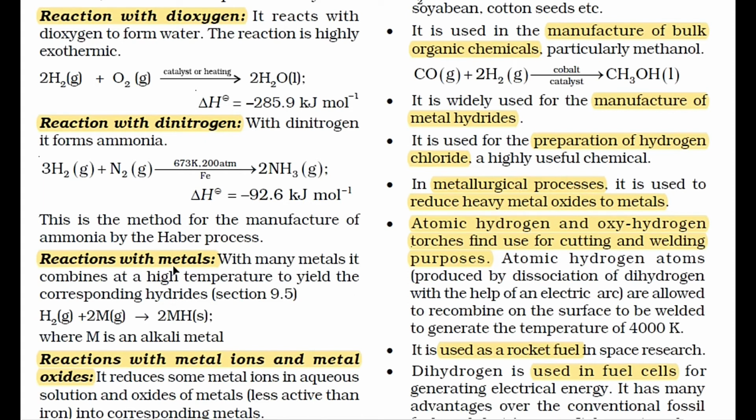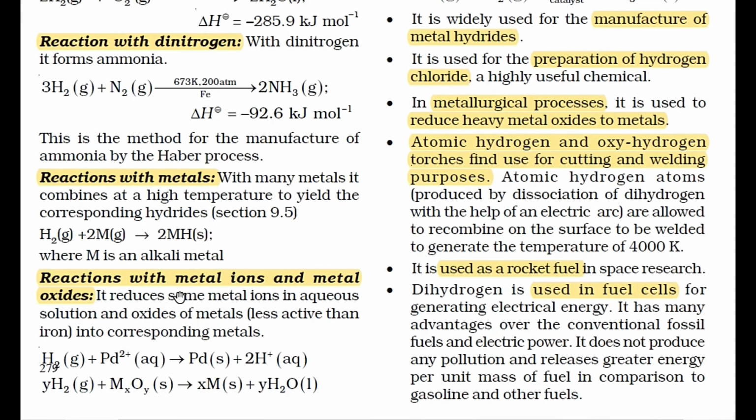Reaction with metals. With many metals, it combines at a high temperature to yield the corresponding hydrides. So, H2 reacts with the metals to form metal hydride, where M is an alkali metal. So, H2 reacts with 2 atoms of sodium to form 2 NaH, that is sodium hydride.